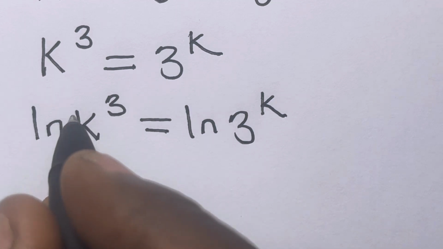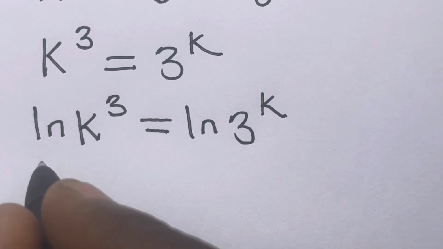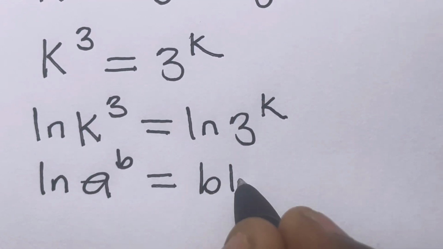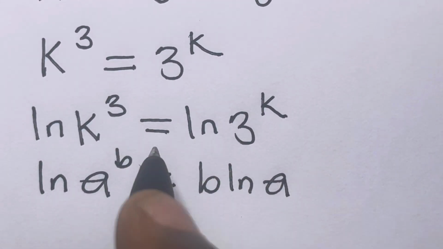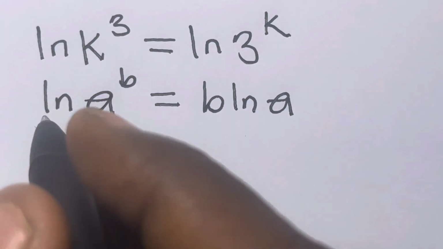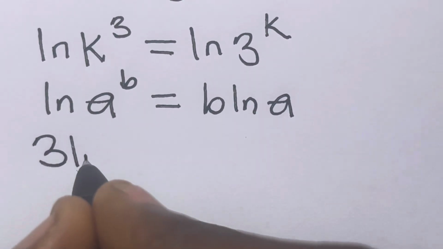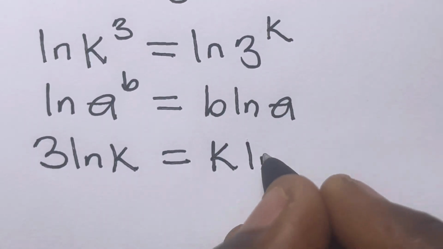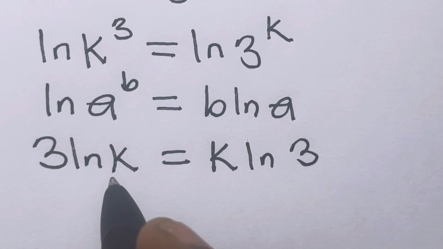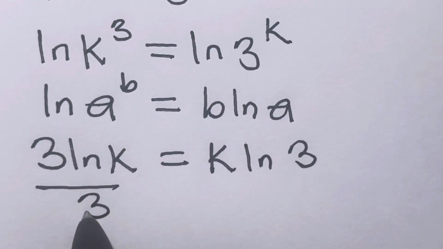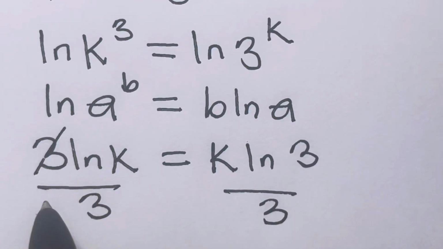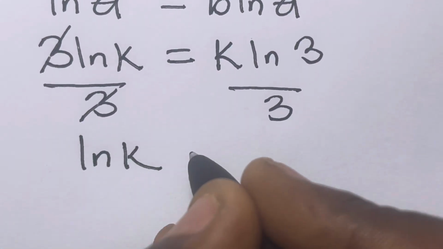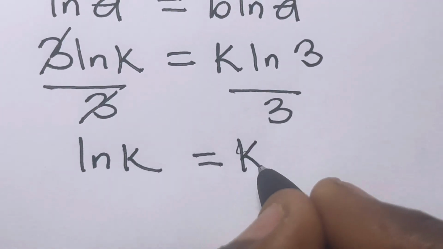From here, if we have ln a raised to power b, this will be b ln a. Applying this to the above, 3 will come forward, so we have 3 ln k equals, again k will come forward, we have k ln 3. To make ln k the subject, we can divide both sides by 3. This 3 will cancel this 3, so we will have ln k equals k ln 3 divided by 3.